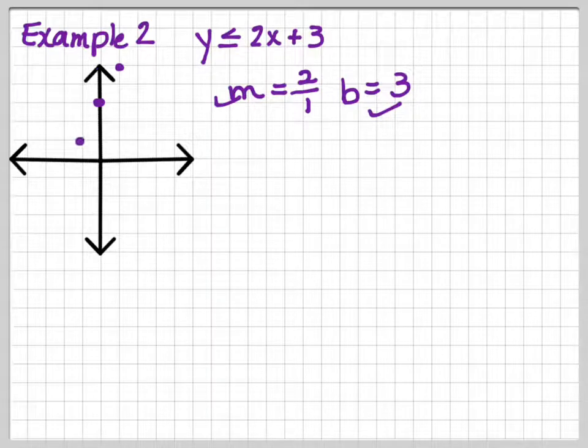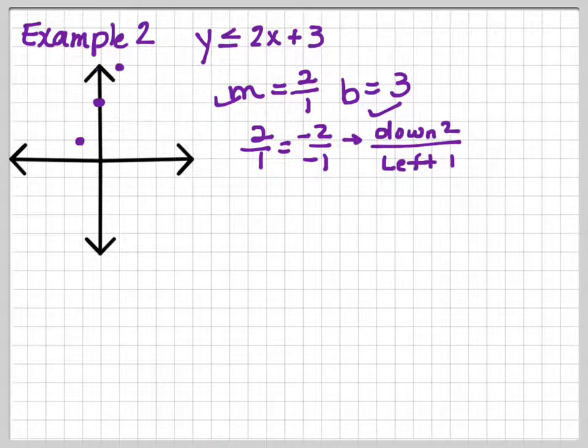We can also go down 2 and to the left 1, up 2 to the right or down 2 to the left. And the reason we can do that is 2 over 1 is the same as negative 2 over negative 1. So that means the negative 2 over negative 1 means we would go down 2 and then to the left 1.